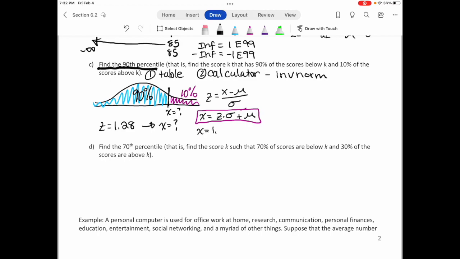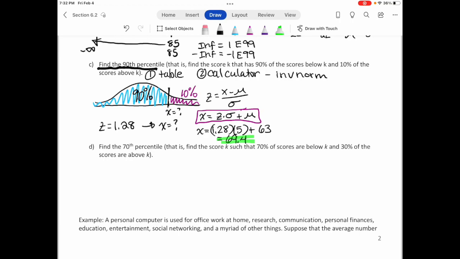So I'm going to find x by taking z, which we found from the table is 1.28. I'm going to multiply it by our standard deviation, which is 5, and then add our mean, which is 63. When we do that, we get 69.4. So what does this mean again?